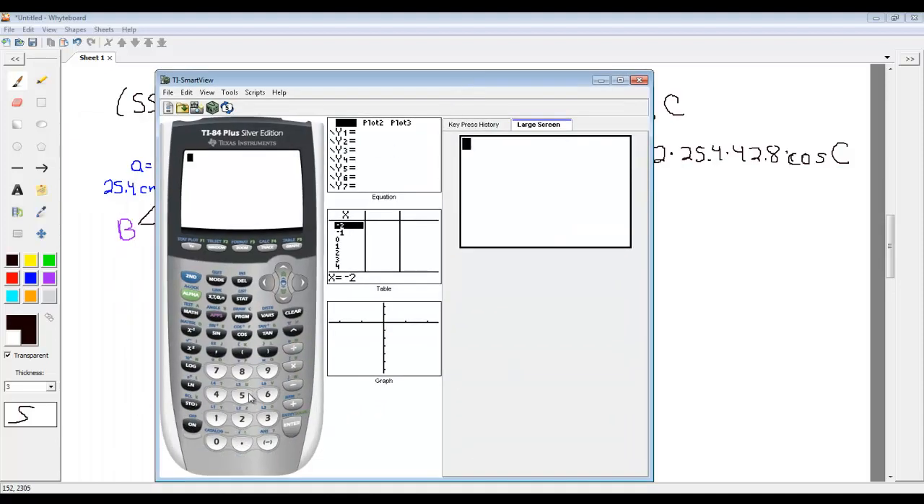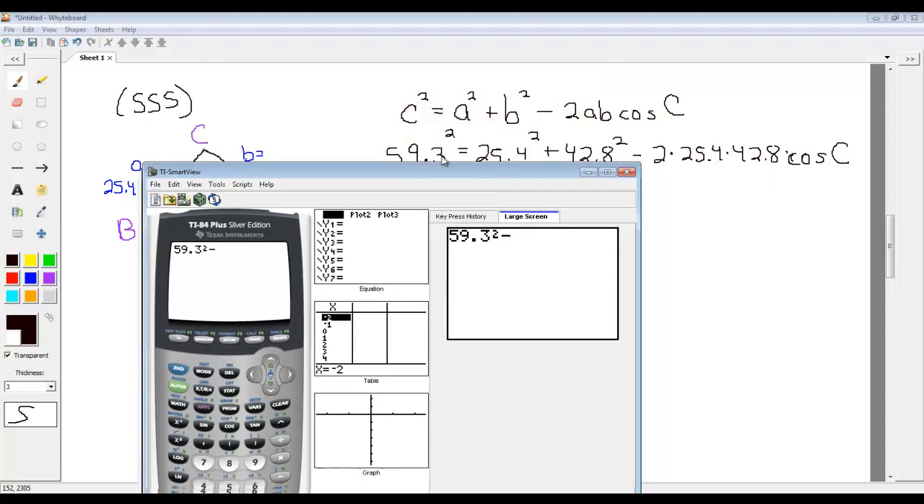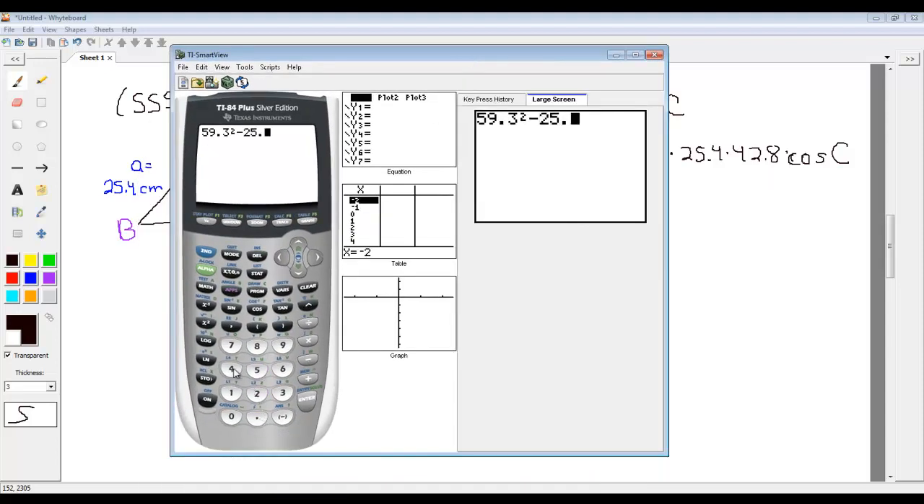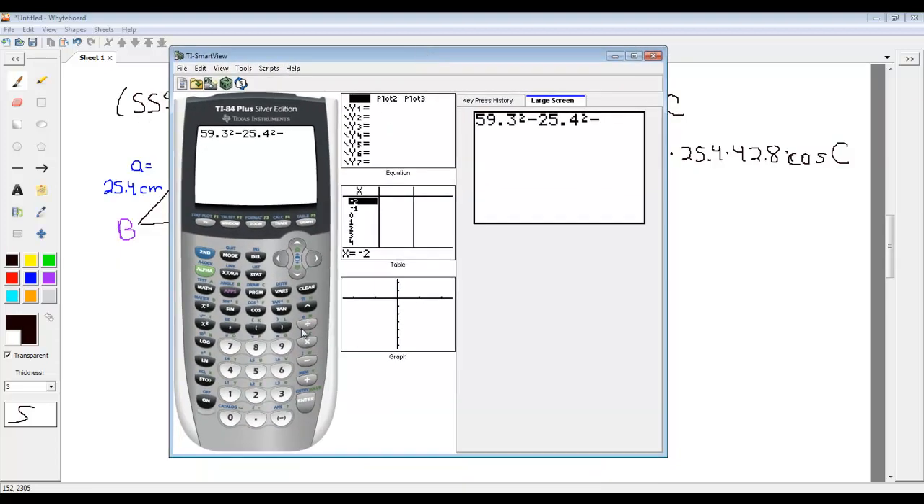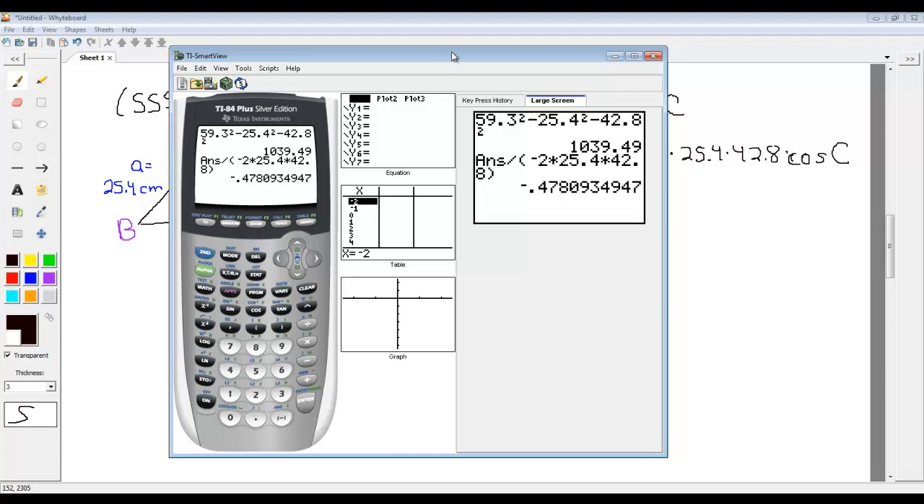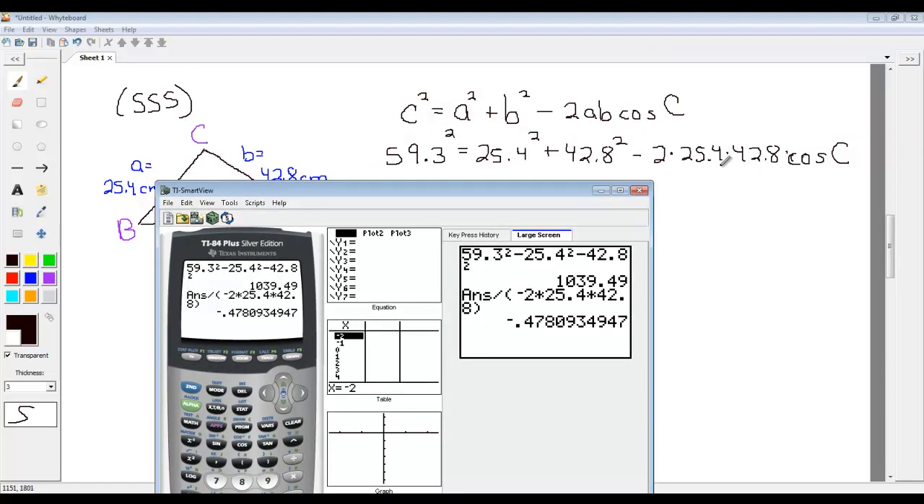So first it's 59.3 squared. Then I'm going to subtract 25.4 squared. Then I'm going to subtract 42.8 squared. And then I'm going to divide by negative 2 times 25.4 times 42.8. Okay, so I'm dividing by this part right here, and that's going to equal cosine of c.